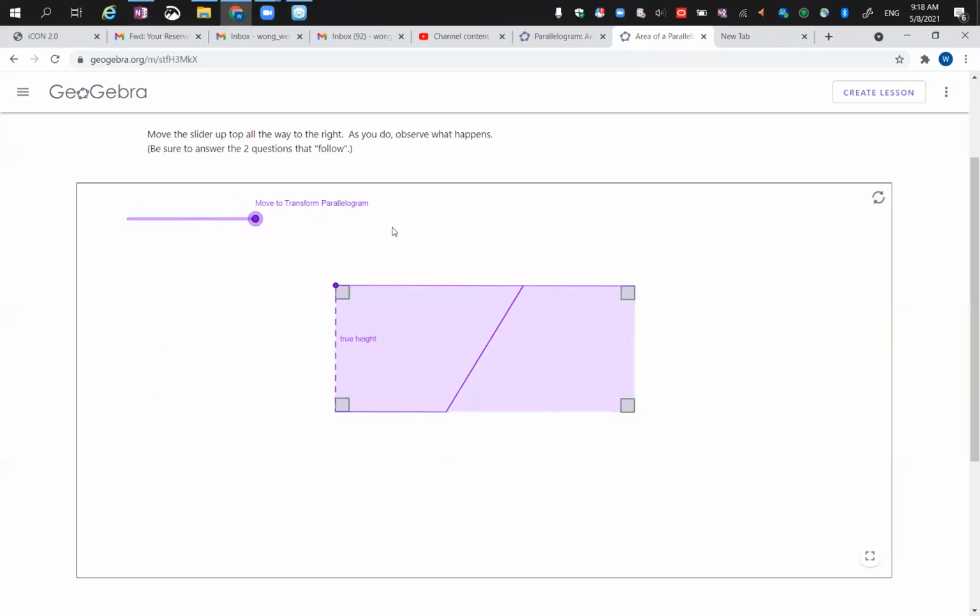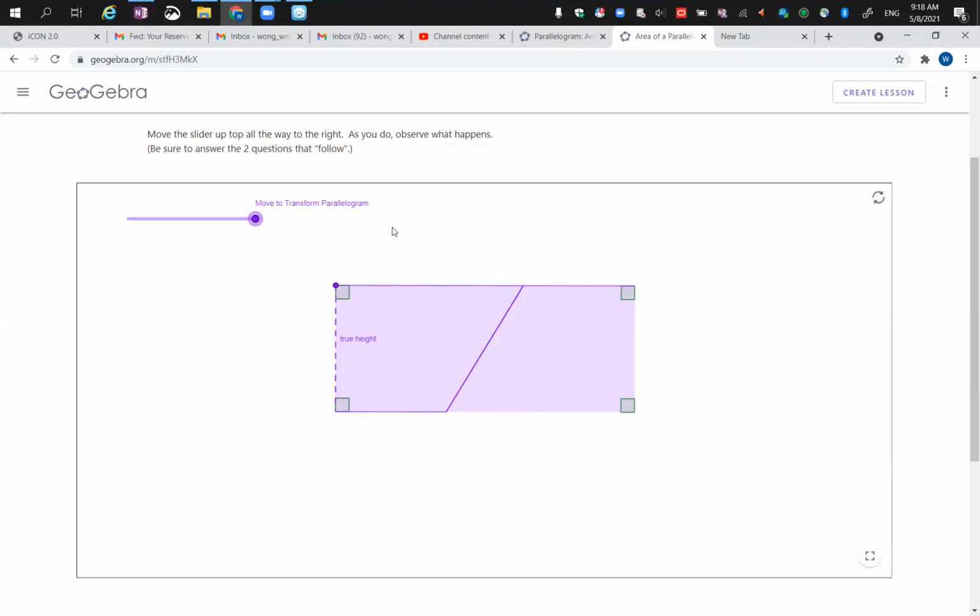Where's the breadth? Is it the dotted line over there, or is it the slanted line? Which one is the breadth of the rectangle? Is it a dotted line or a slanted line? Slanted, huh? Look at this rectangle. Where's the breadth? Dotted, isn't it? The breadth of this rectangle is the dotted line.